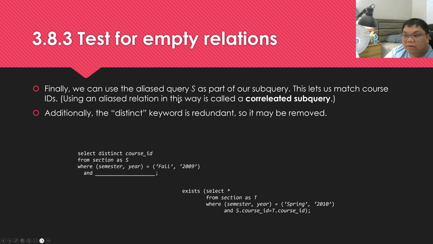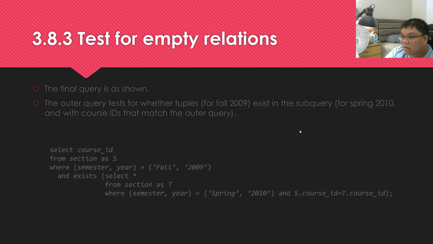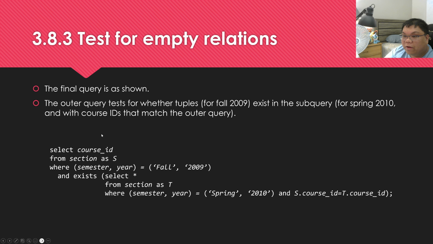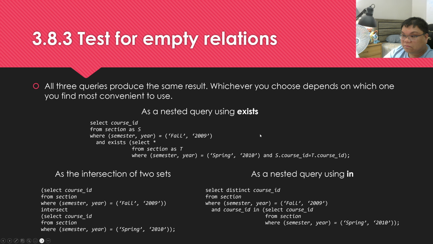Using an alias relation in this way is called a correlated subquery. Also, the distinct keyword is redundant, so we can remove it. So this is the final query. The outer query tests for whether tuples for fall 2009 exist in the subquery for spring 2010, and with course IDs that match the outer query. All three of these queries produce the same result. Pick your poison.